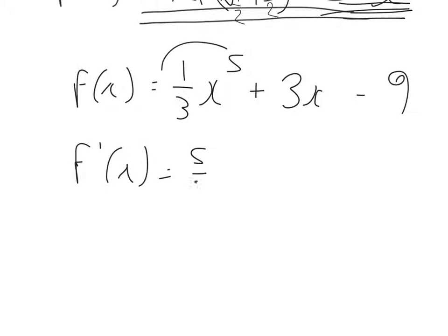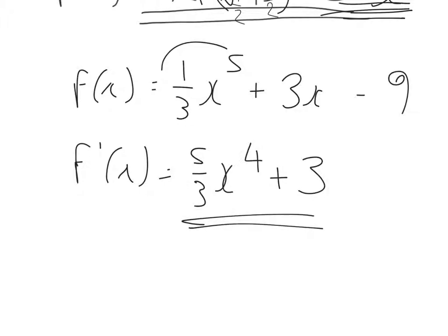So that will be 5/3 x to the 4. Differentiate a constant times x, the x, it just becomes 3, and differentiate a constant and it vanishes. Final answer. Okay, let's try another.